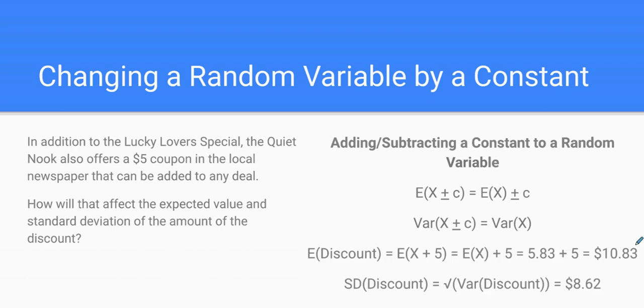So the expected discount with the $5 coupon in play would be up to $10.83. The standard deviation, which was $8.62 before, is still $8.62, and the variance is whatever it would be. I can't recall what it was off the top of my head, but adding or subtracting doesn't change the variance. It only will change the expected value, and it'll change it exactly the way you think it would. So one thing you could do is add or subtract a constant to that random variable.